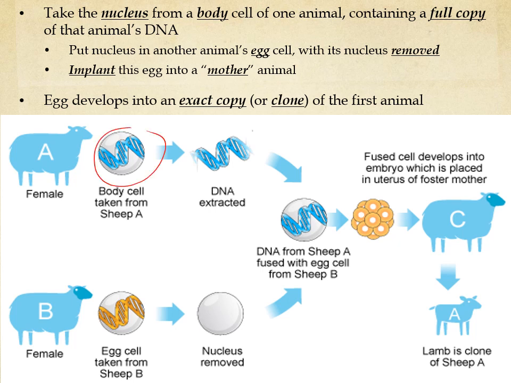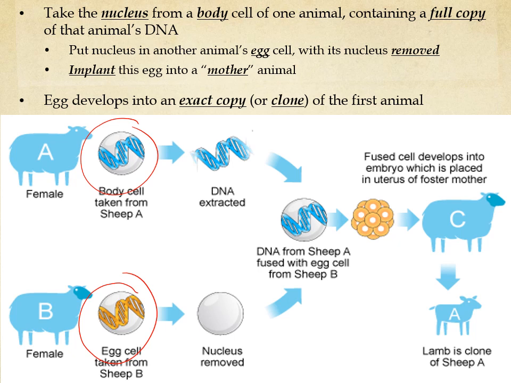Some kind of body cell. Now this could be a skin cell, muscle cell, whatever, as long as it's got a complete set of DNA and we can do good work with it. It has a complete set of the instructions for making one of sheep A. Every instruction for making a sheep A is in one of those body cells. And we're also at the same time going to take an egg cell out of sheep B at the bottom. So we take an egg cell from sheep B and a body cell from sheep A.